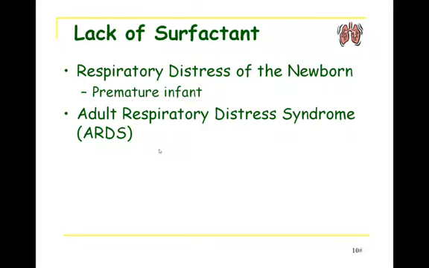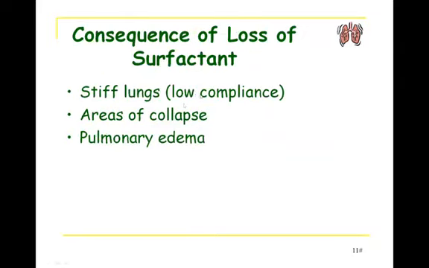So what happens if you have a lack of surfactant? What's going to happen? So look at some of the things that can result from it. The lungs are stiffer because of low compliance. So remember, if you don't have enough surfactant, surface tension is high, lung compliance is low. So surfactant helps to keep the lungs compliant. Don't have enough surfactant, the lungs become stiffer. You're not going to be able to get as much air into your lungs. But also, you're going to have areas of collapse. Fancy term for various areas of collapse would be atelectasis.